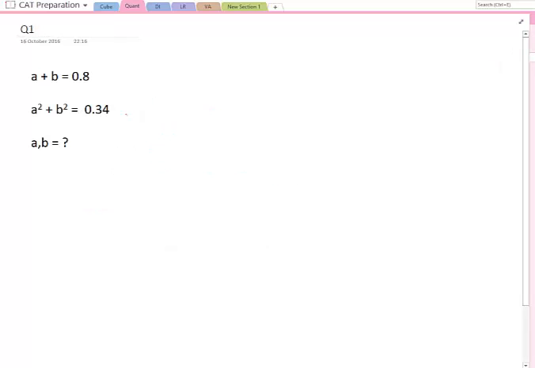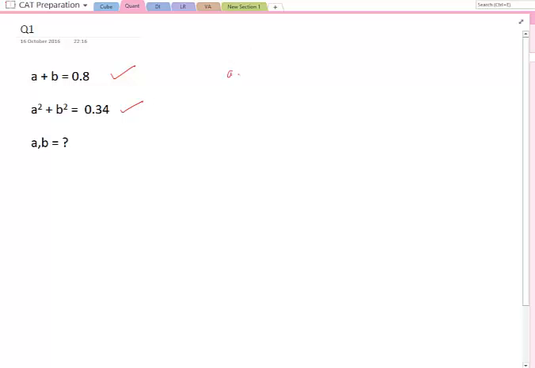So in this question, we have been provided the value of a + b, which is equal to 0.8. And we have been provided the value of a² + b², which is equal to 0.34. And now we need to find the value of (a, b). If you look very closely, you would notice that the answer is probably 0.5 and 0.3. You can even make out just by looking at the numbers. But we'll see how we'll have to solve it in the examination condition, in case the numbers were not that easy to just guess by looking at it.